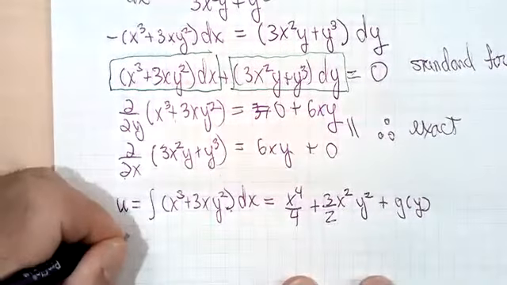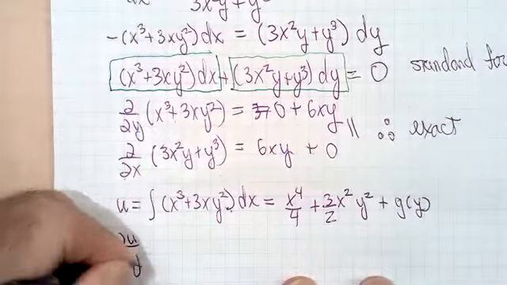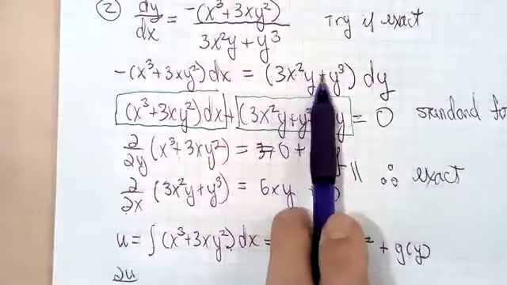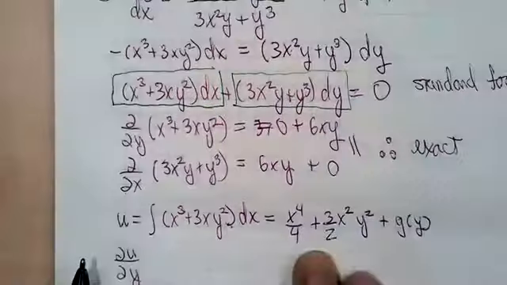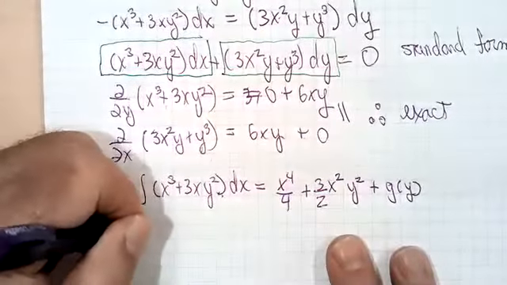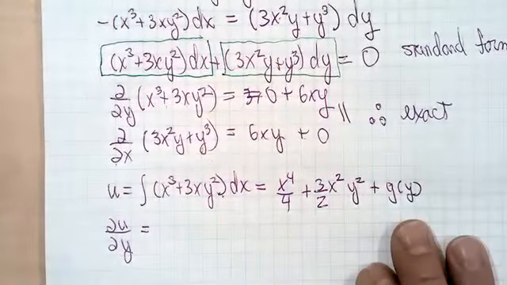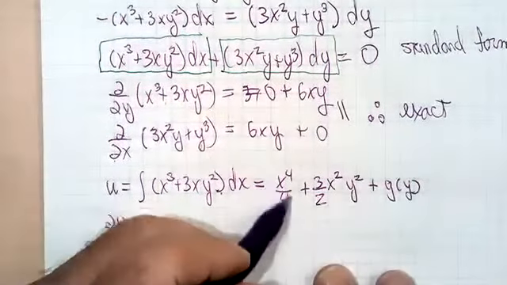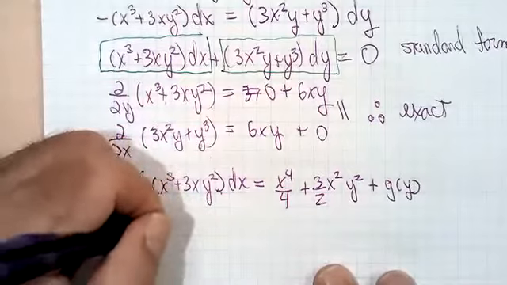Okay, then the partial of u with respect to y, that is this right here, right? But we can also get it from here. So we're going to compute it two ways and match them up. So taking the partial of this with respect to y, well, this term has no y's in it, so its partial is 0.